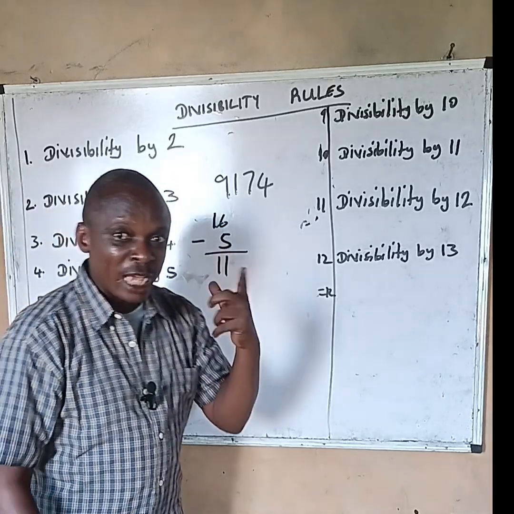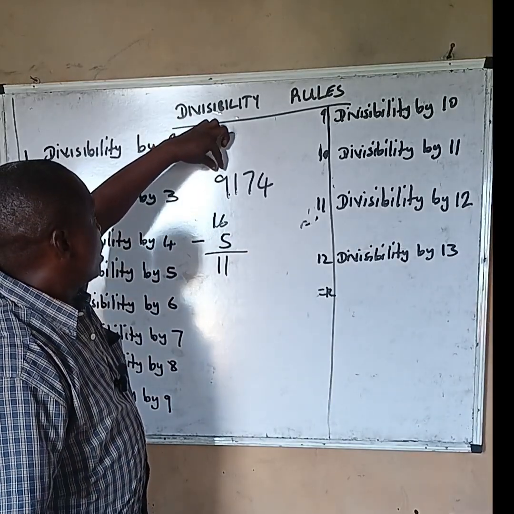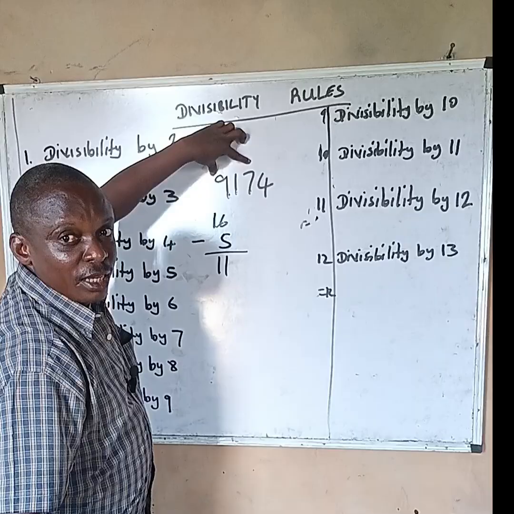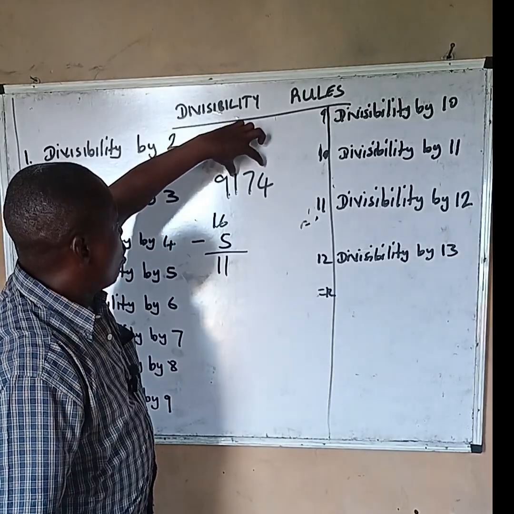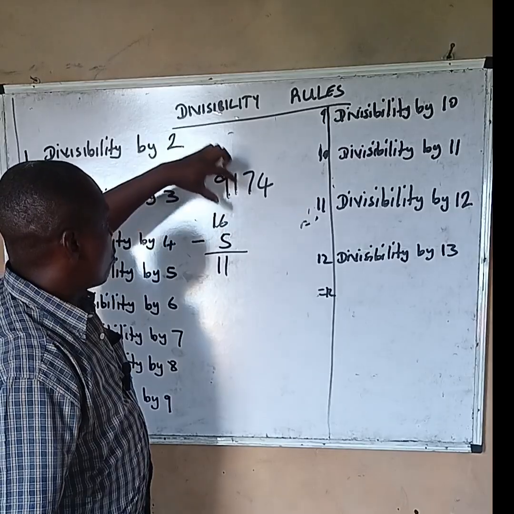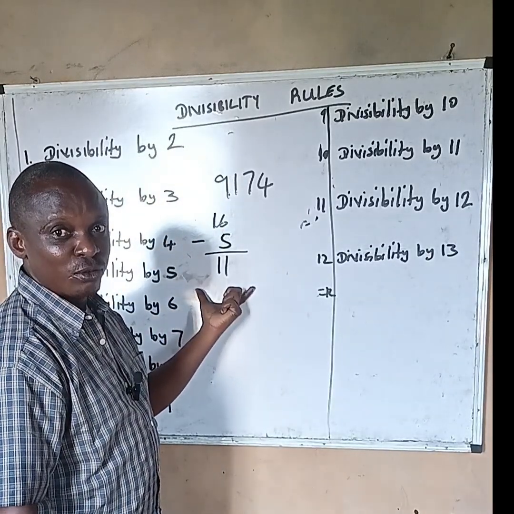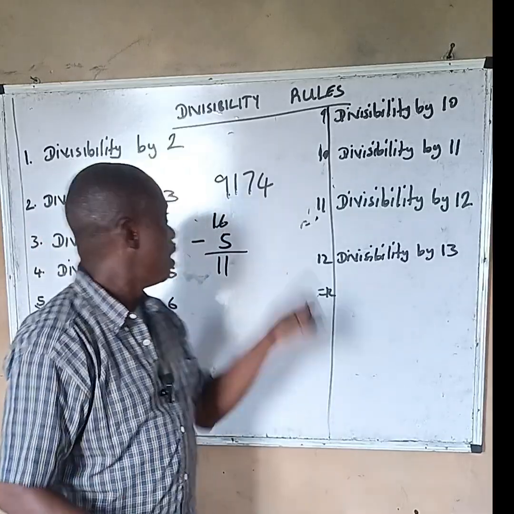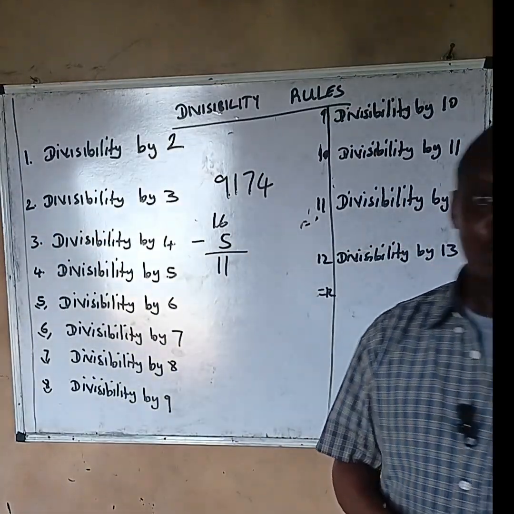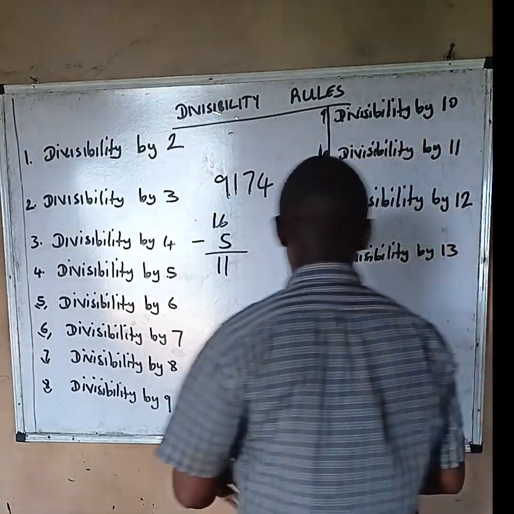So remember what I just said. How do you know when 11 can divide a number? Add the numbers in the odd places and the numbers in the even places. Then subtract the even place sum from the odd place sum. If your result is 0 or 11, then 11 can divide that number. Okay? All right.